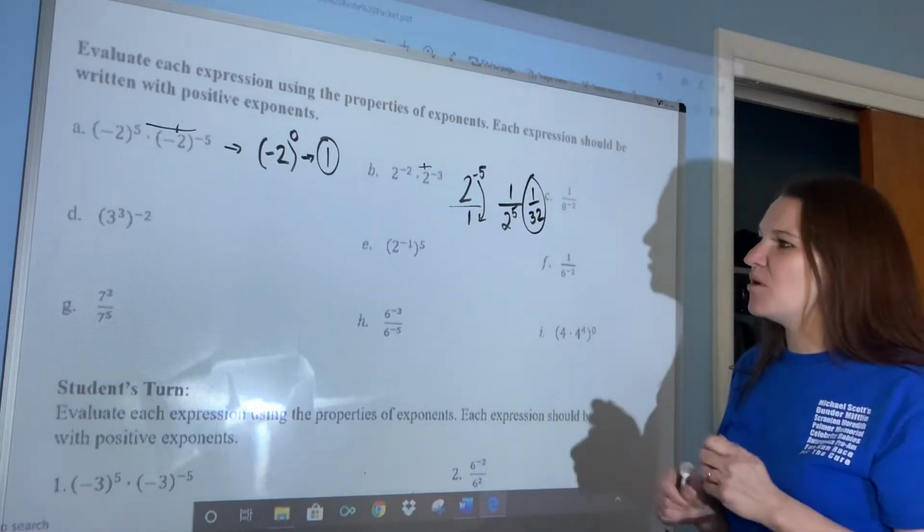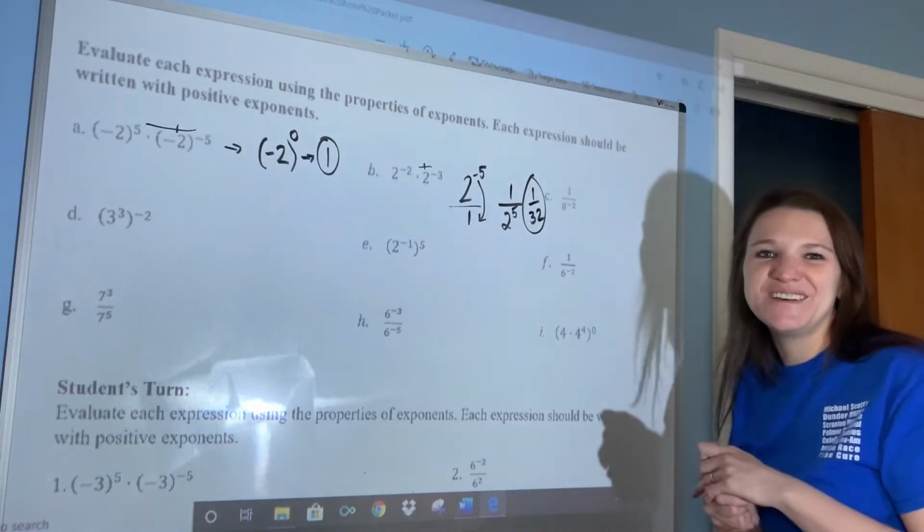Not used to writing on such a small board, but it's pretty big considering it's in my house.